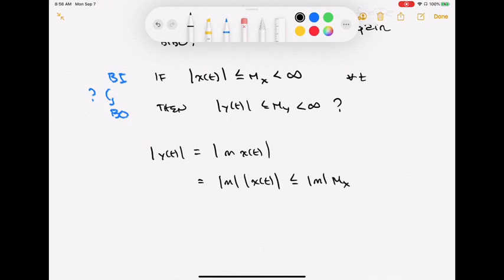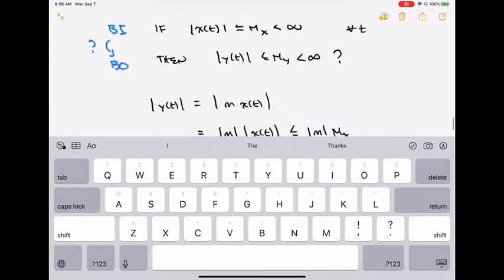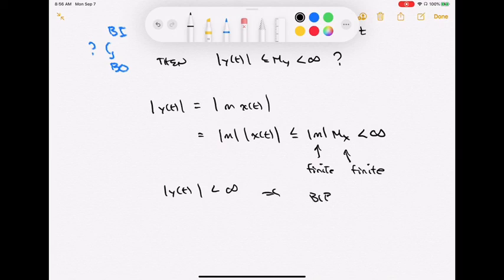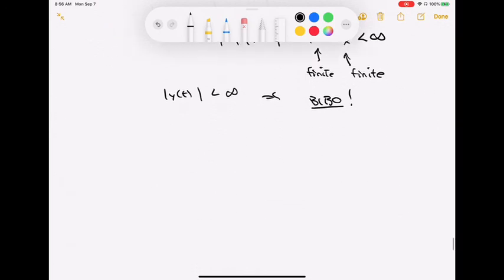But m is also finite. So this thing is less than infinity because this is finite, right? And this is finite. And because magnitude y(t) is less than infinity, we can conclude, yes, it is BIBO stable. We know that this thing is BIBO stable. A regular old amplifier doesn't tend to cause things to just blow up. Let's look at one last one.